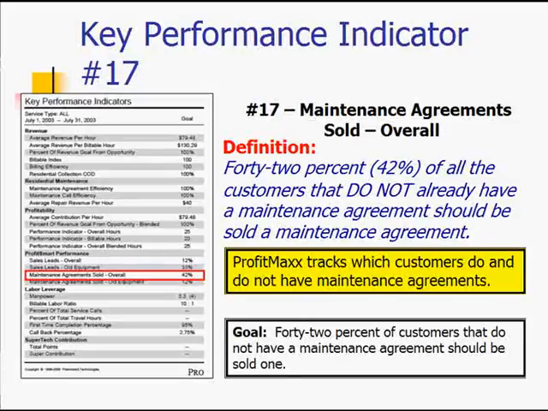So again, to be fair to the technician, the ProfitMaxx software will screen out all the customers who already have a maintenance agreement. So our goal here is 42%. What that means is of all the calls that the technician went on, of the customers who did not already have a maintenance agreement, 42% of those should be turned into a maintenance agreement customer.